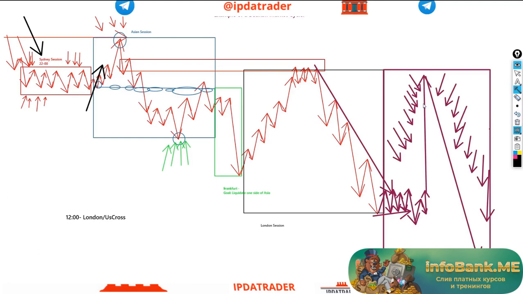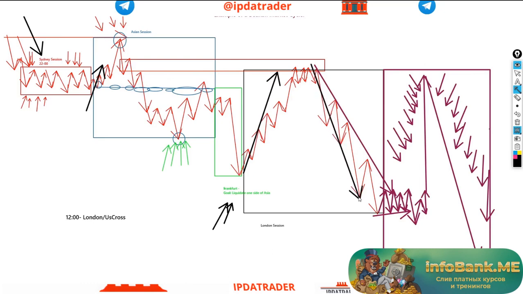After that, you will have Frankfurt, which will essentially raid one of the sides. Doesn't matter if it's the low or the high, you need to create your story around that, right? So essentially Frankfurt, as we wrote here, the goal is to liquidate one side of Asia. Once you've done that, and depending on the situation, London may pull back to the midline or any POI around the midline and continue selling off.